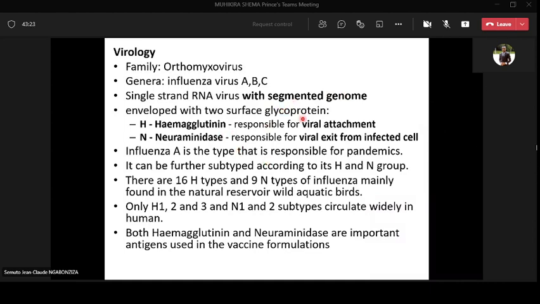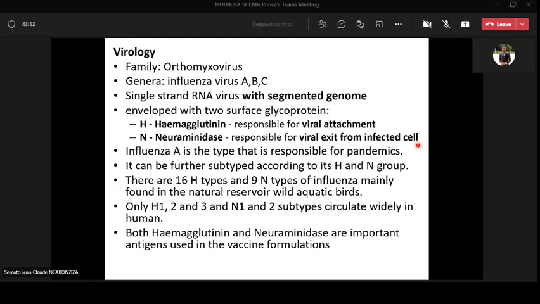It is enveloped and has H, hemagglutinin, and N, neuraminidase. The H is responsible for viral attachment to the cell, and the N is responsible for viral exit from the infected cell. So these two antigens are very necessary, one for entry and the other for exit.